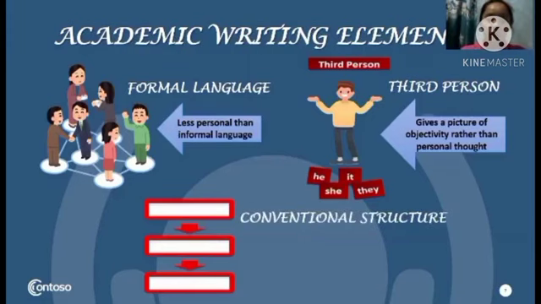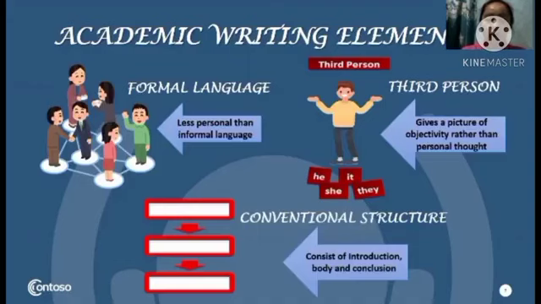Conventional structure consists of introduction, body, and conclusion. When writing any academic writing assignments, a student should begin by shaping a solid introduction. The main reason students still use it is that it is considered to be the most effective in terms of delivering information to the reader.